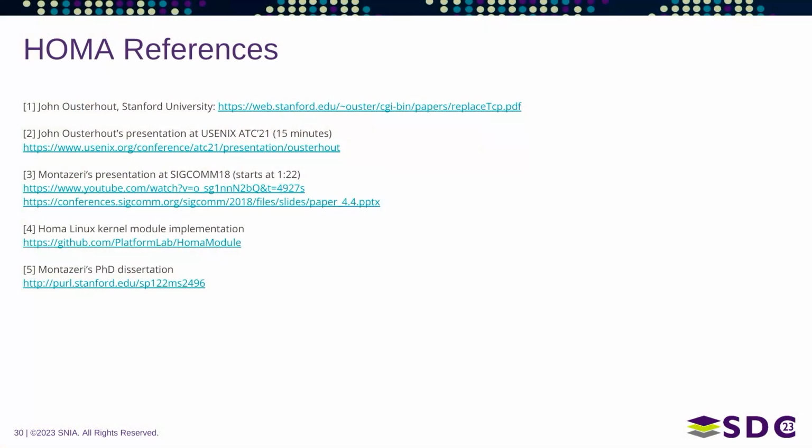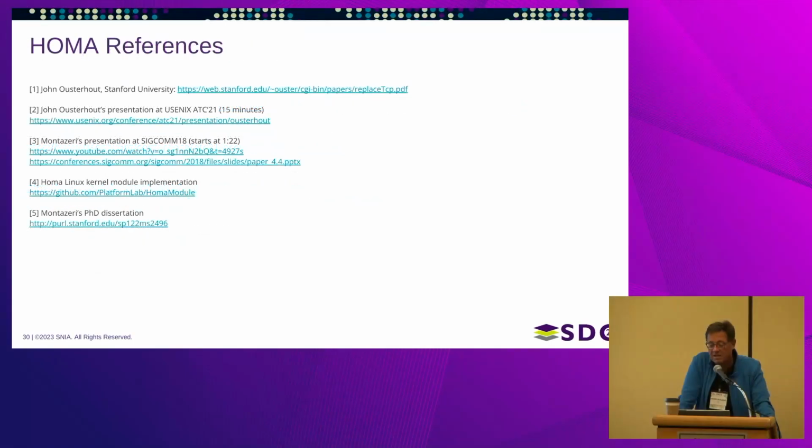Here's a list of references that go into great detail of the Homa protocol. The top one is basically John's rather provocative paper, "Let's Replace TCP", I think, is a short version of this. His presentation at Usenix about 2 years ago, where he presented his open source Linux kernel module implementation, all the way down to one of his PhD students' thesis, going into hundreds of pages of the network simulation and the results. Thank you so much.